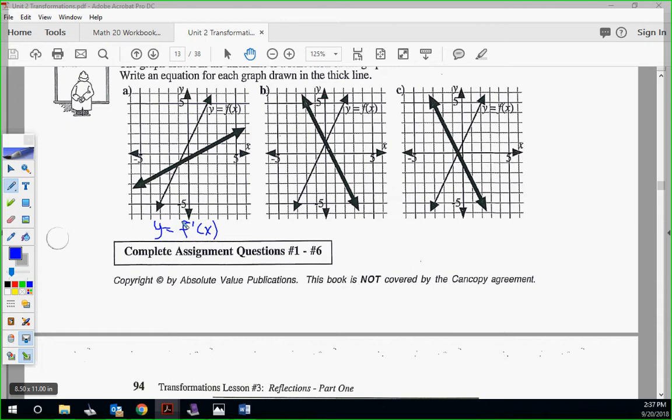How about b? Right, so over the y-axis. You can tell by where it's intersecting, right? So it's intersecting right here, so that means it's reflecting over this, which makes it that, right? And then where's the third one intersecting? Right, on the x-axis, which makes this one that one. Okay.